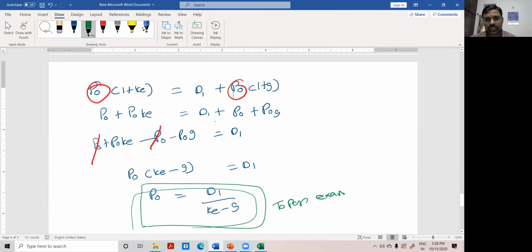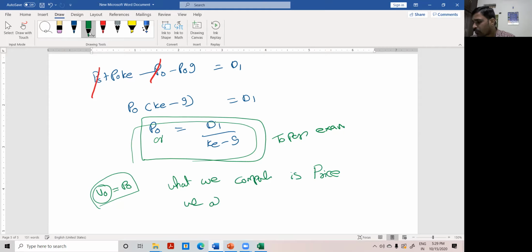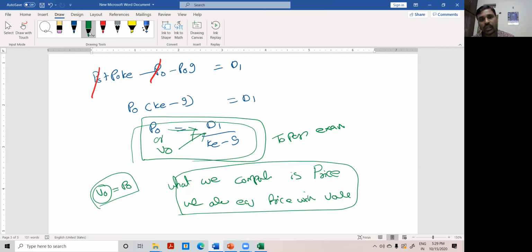In the next class, we'll discuss different aspects. Even though our chapter is valuation, V0, why are we equating V0 with P0? What we computed is price, but we are equating price with value. The formula is the same for both, but theoretically, value is what we get and price is what we pay. Why are we equating price with value? That we'll discuss in the next class.